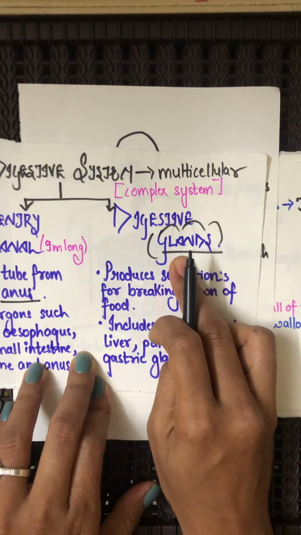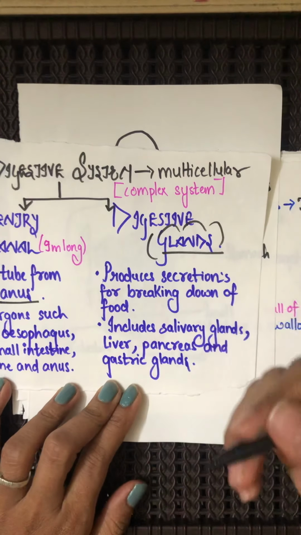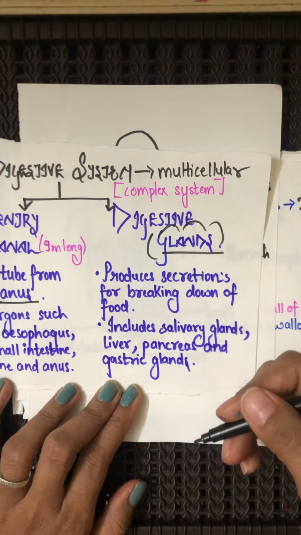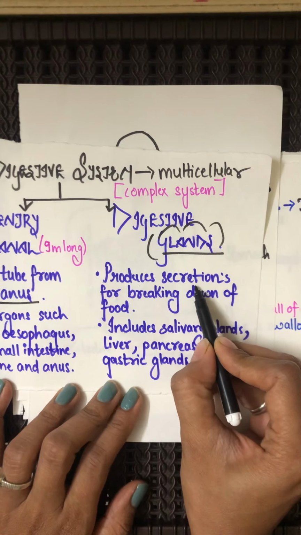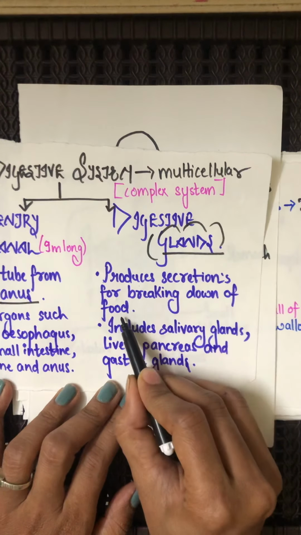Yes, so what are glands? Glands are various organs which secrete various materials, which produce various enzymes, so that they can help in the process of digestion. So the digestive gland produces various forms of secretions for what? For breaking down the complex food material into a simpler form, so that it can be absorbed inside our body.